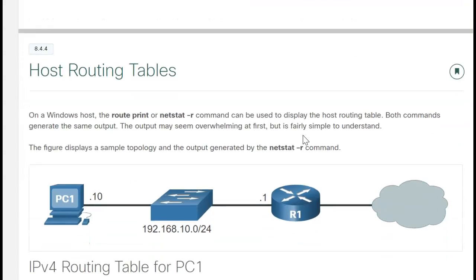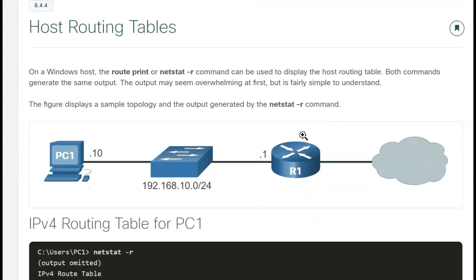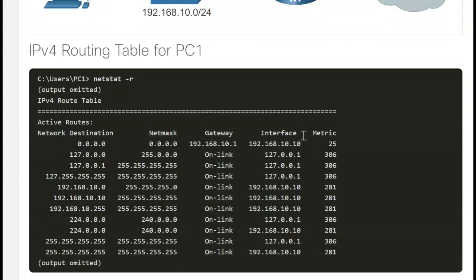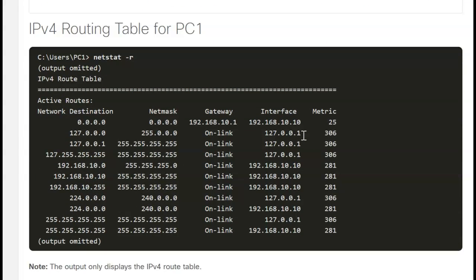Now, each of your hosts sets up its own routing table. Windows has the capability to maintain a list of addresses to other devices that you commonly use. And you can use the route print or the netstat -r command to display this routing table. Either one. If you look at that command, I did a netstat -r, and basically what it's showing you is what active routes this PC knows about.